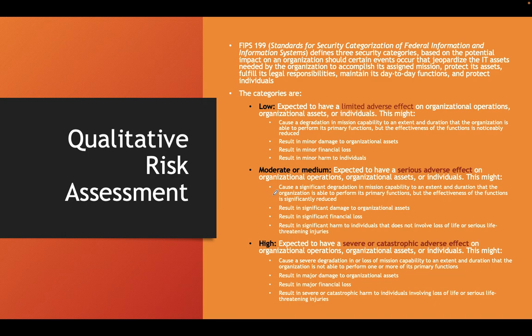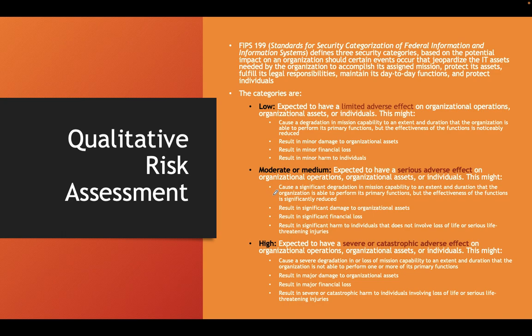This might cause a degradation in the mission capability to the extent and the duration that the organization is able to perform its primary function. Then the low results in minor damage to the organization's asset. The low also results in minor financial loss. The low results in minor harm to the individuals.